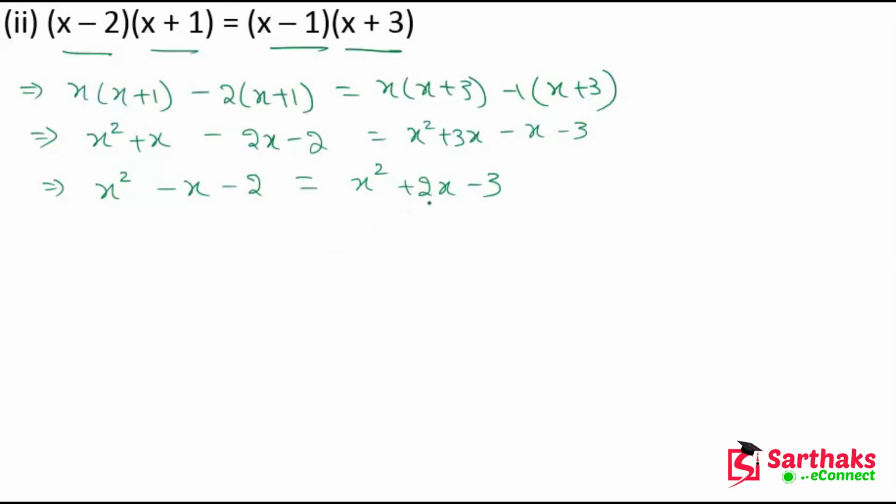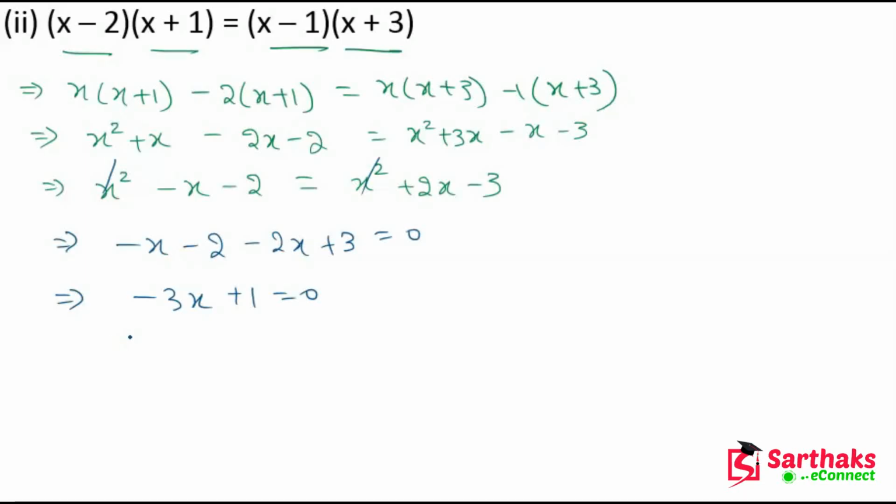Now if you observe, this x square and this x square will be cancelled, and we have minus x minus 2. Now we are shifting these terms to the LHS. So we get minus 2x plus 3, which is equal to 0. So this will become minus 3x and this will become plus 1, which is equal to 0.